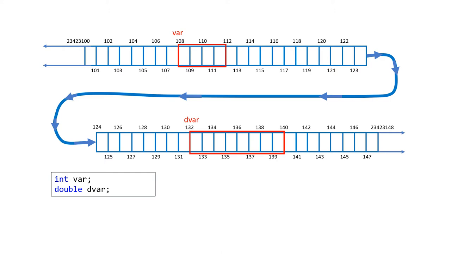So what is the address of var here? Because it starts from the 108th memory byte in RAM. Okay, it's not 108, it's actually the 23,423,108th memory byte, okay? So that's what it is. And what is the address of dvar now? 132. Why were you thinking, like, it's a triangle, it's a rectangle, it starts from 132, for heaven's sake. Okay, are we okay, 132? Or should I go back and explain again? Are we okay? So anytime you actually create a variable, that happens.